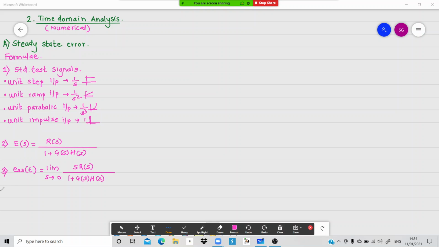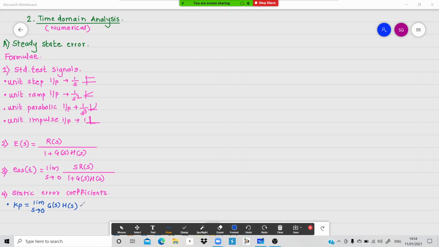Third one. Then fourth one will be all the static error coefficients. So all means three you are aware of. So I'm writing first one, that is Kp, position error coefficient. Many a times a question comes, you calculate these coefficients, G of s H of s.